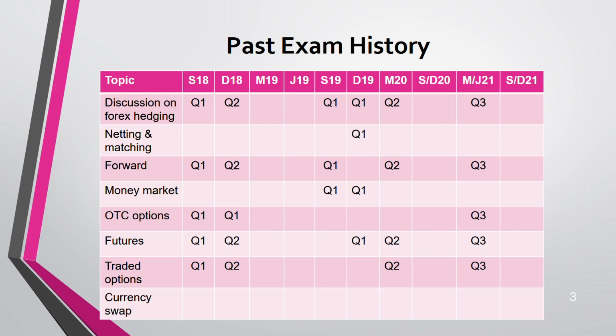Starting from discussion on foreign exchange hedging, netting and matching, it came once. Forward, money market, OTC option, future and traded options come. Currency swap never came, because there is not much to ask on that, but we'll still learn it and keep it.